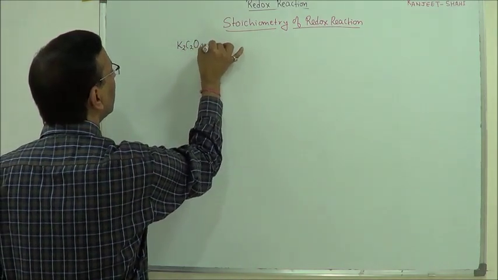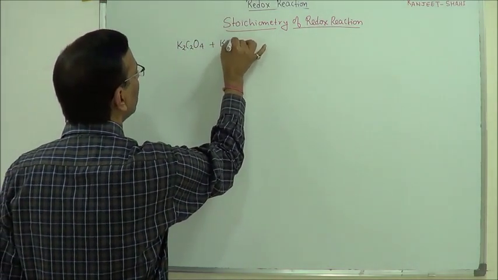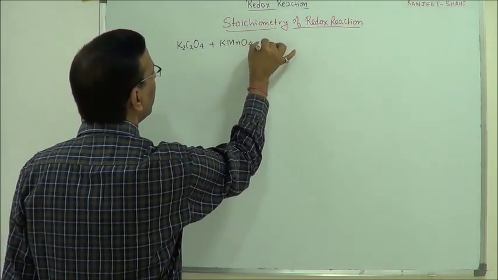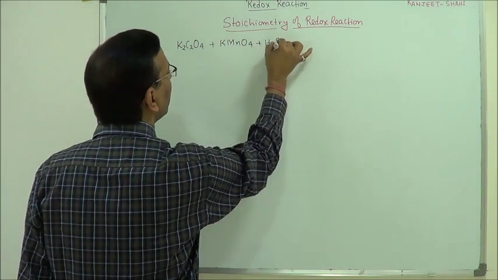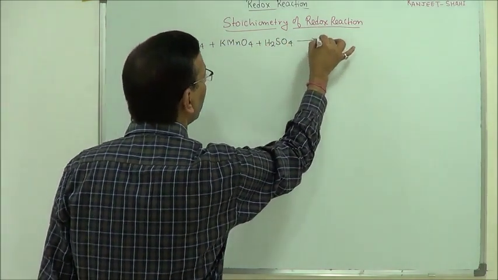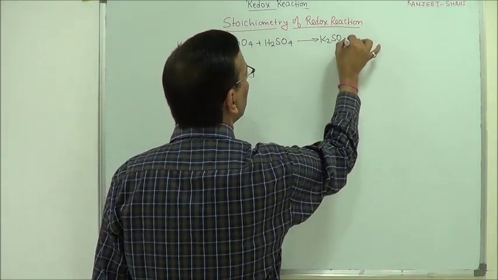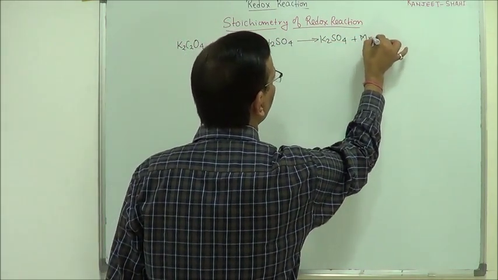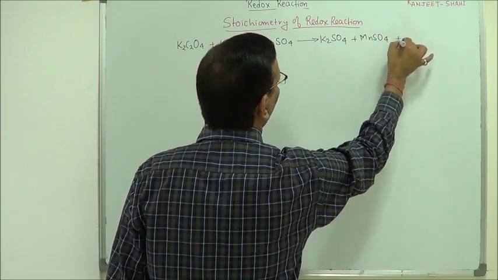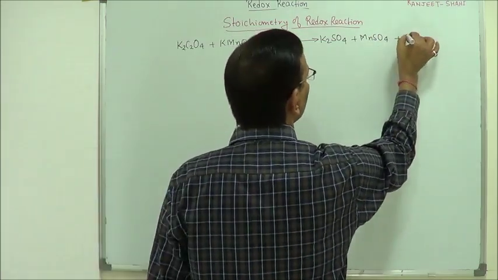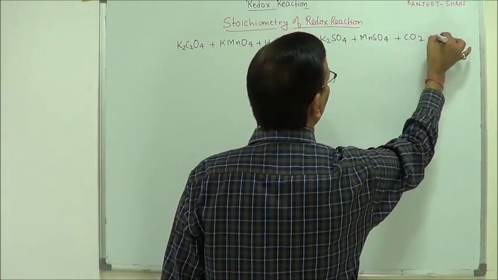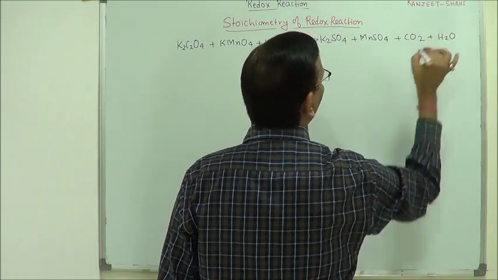So if we have a redox reaction like K2C2O4 plus KMnO4 plus H2SO4 giving K2SO4 plus MnSO4 plus CO2 plus H2O.